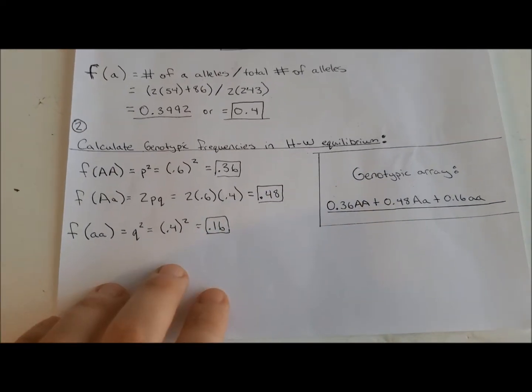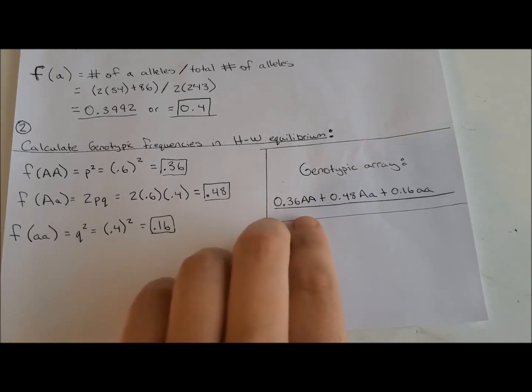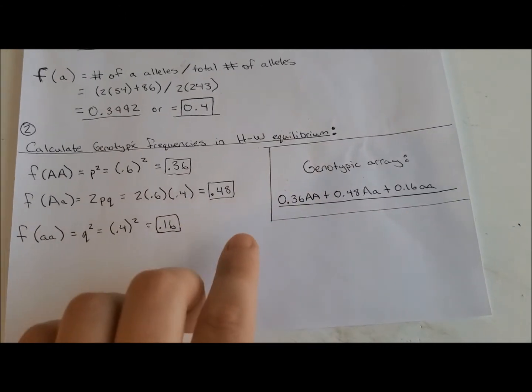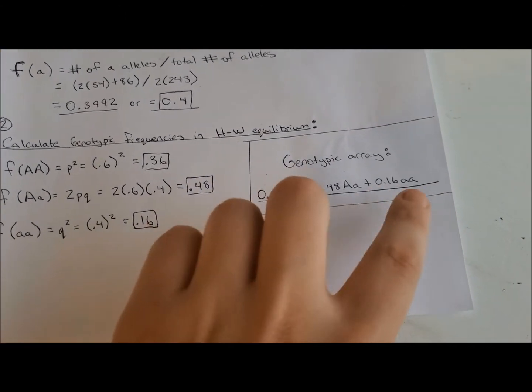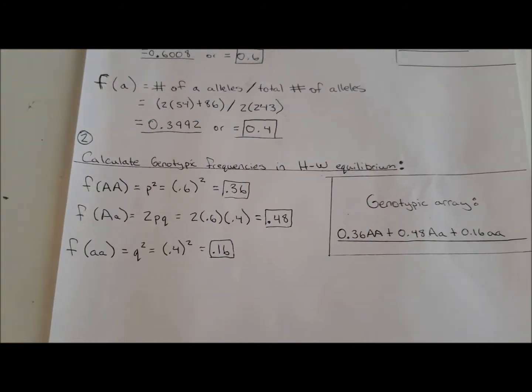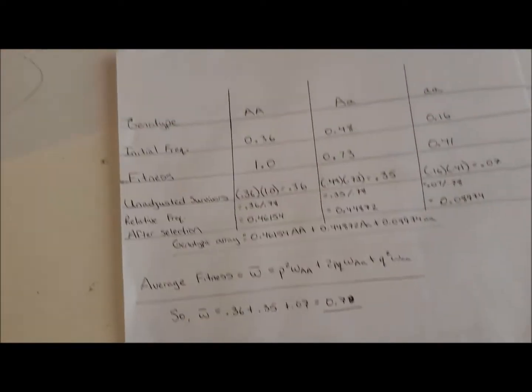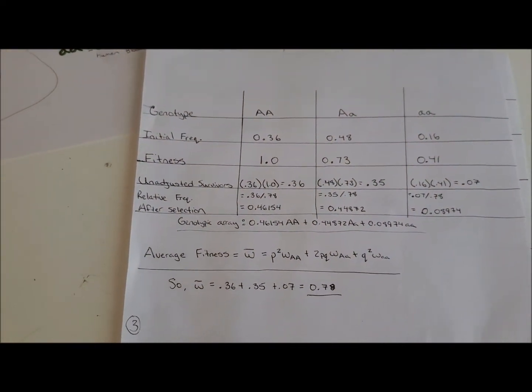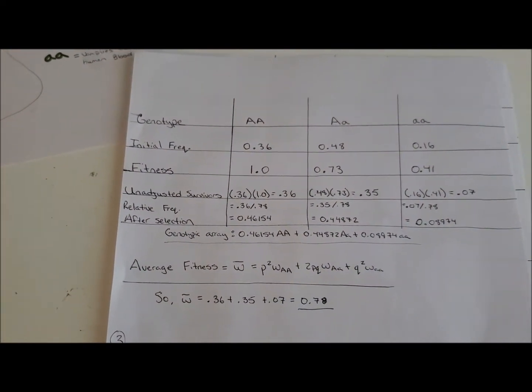Pause here and check out the math, but we end up getting a genotypic array of this. And this is important because notice that all of this adds up to 1, which is consistent with the Hardy-Weinberg equilibrium. Now, after selection occurs, we have different fitness levels for the different vampires.